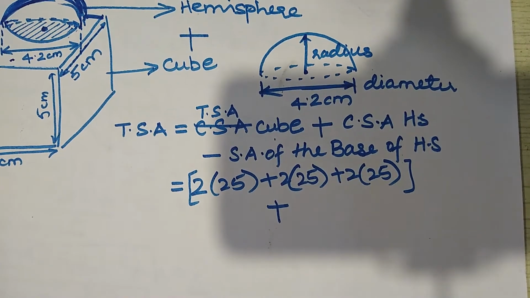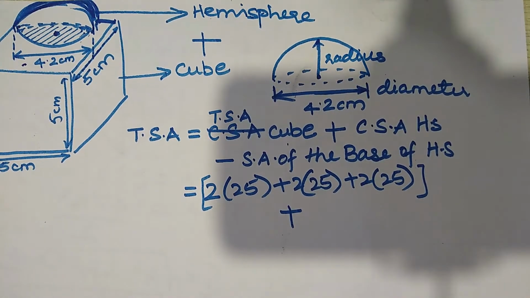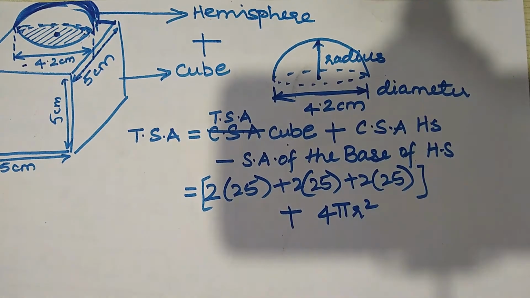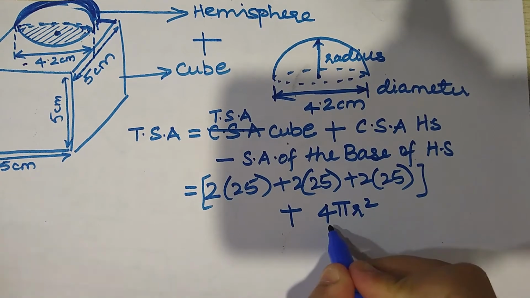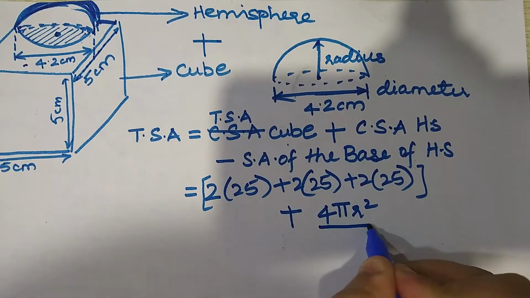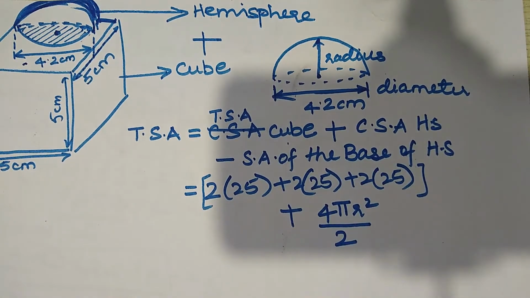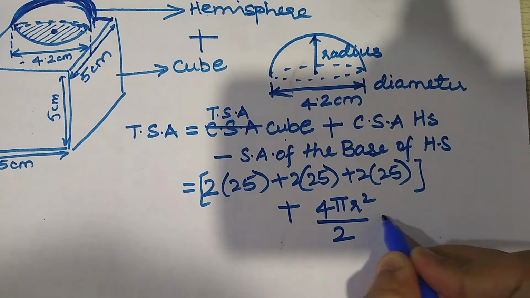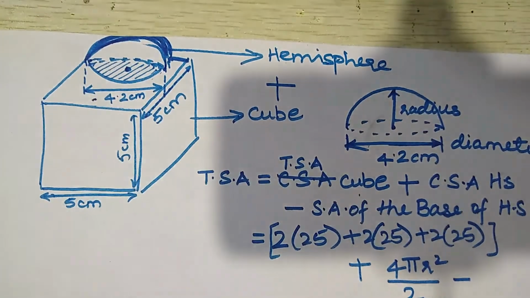What is the curved surface area for the hemisphere? So for the curved surface area of the total sphere, it is 4 pi r square, right? And a hemisphere is half of the sphere, so it should be divided by 2, right? So that minus this base region.